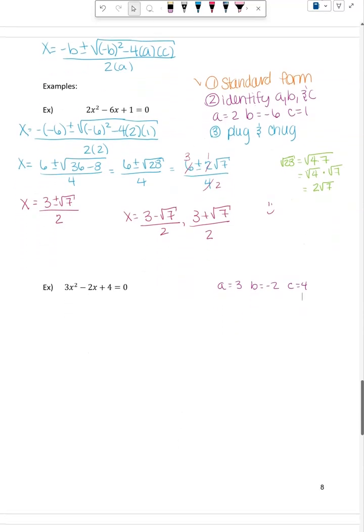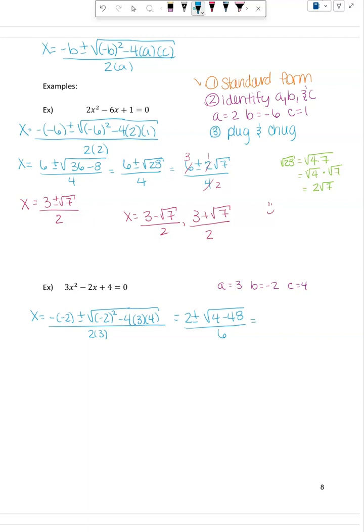We have the quadratic formula already right there at the top. So x equals -2 plus or minus the square root of (-2). Always put it in parentheses, right? Because you want to square that negative as well. Minus 4 times 3 times 4, all that over 2 times 3. Okay, so that's going to equal a positive 2 plus or minus, well, (-2) squared is going to be 4, minus 12 times 4 is going to be minus 48. All that is going to be over 6.